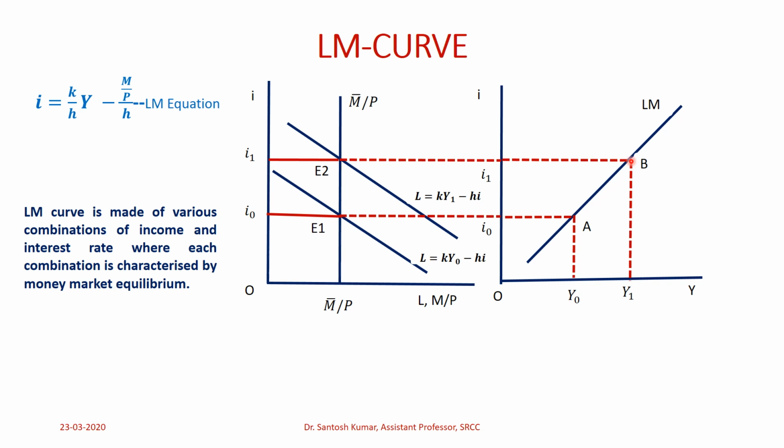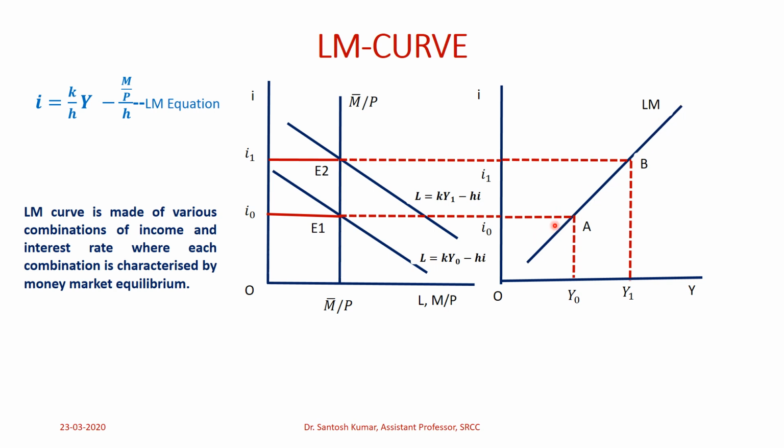That way we can find various combinations of income and interest rate at which the money market would be in equilibrium. And remember, all those points would be located exactly between A and B, and beyond B and before A. So if we join all those combinations, A and B being the prominent ones because we have derived them, we get an upward sloping LM curve.